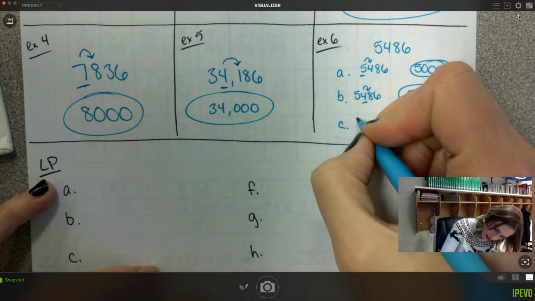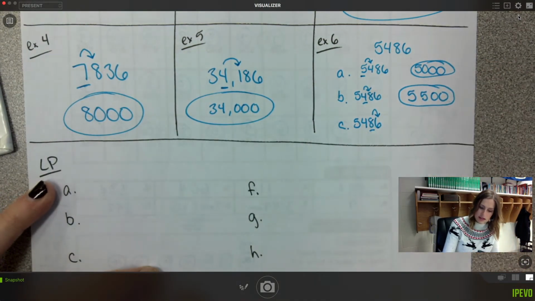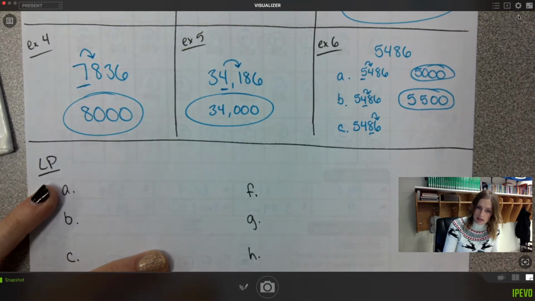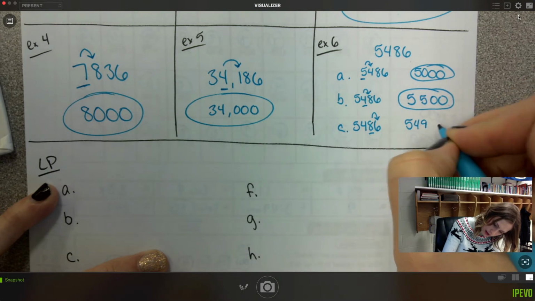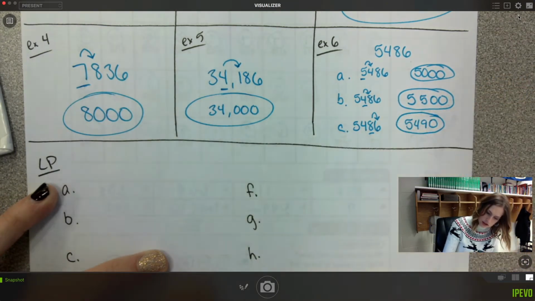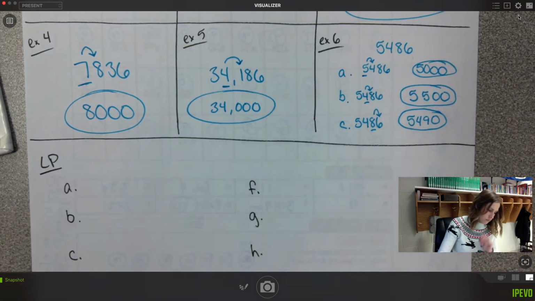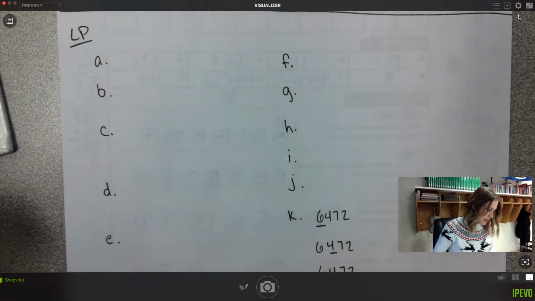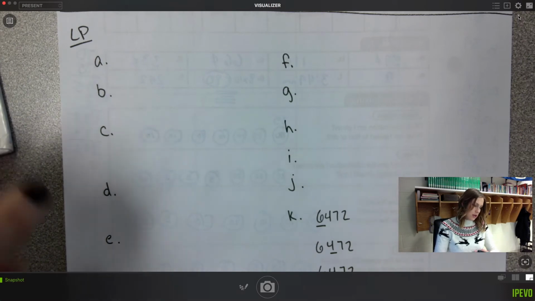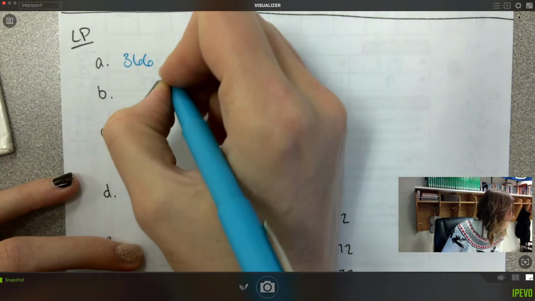And then to the nearest 10, the 8's in the 10's place. 8 looks at the 6. 6 says go up one time. So we keep the 5, keep the 4. 8 goes up to a 9. And then the rest turn to zeros. Okay, so this is rounded to the nearest 1,000, nearest 100, and nearest 10. Let's look at that lesson practice. A says how many days are in a leap year? Leap year is one more, so we get 366 days.